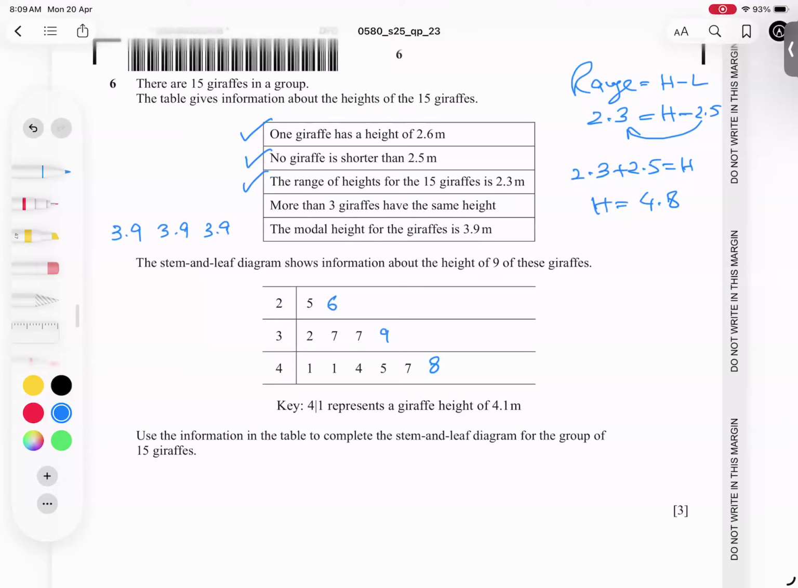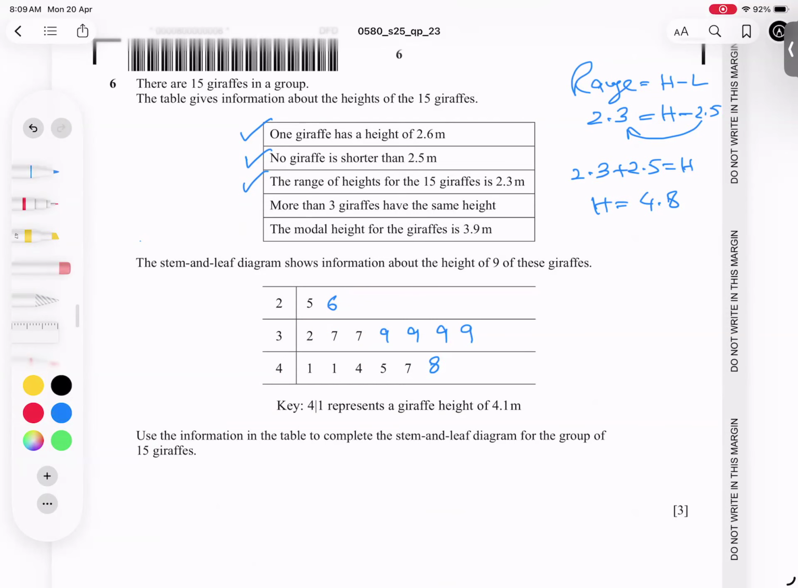So 9, 9, 9, 3 values, and we calculate the total, 15. 2, 3, 4, 5, 6, 7, 8, 9, 10, 11, 12, 13, 14. It means we need one more, so I will write 9. I hope the idea is clear.